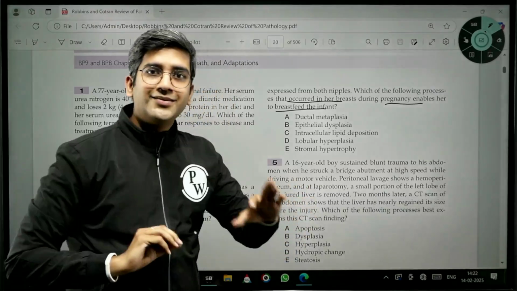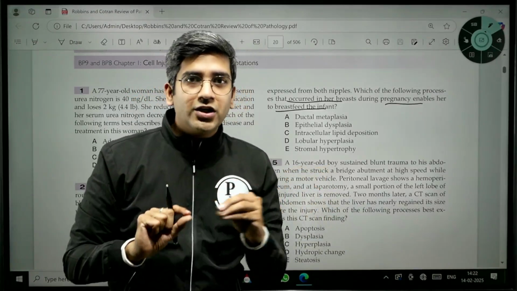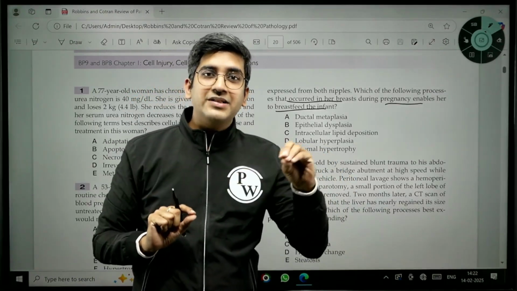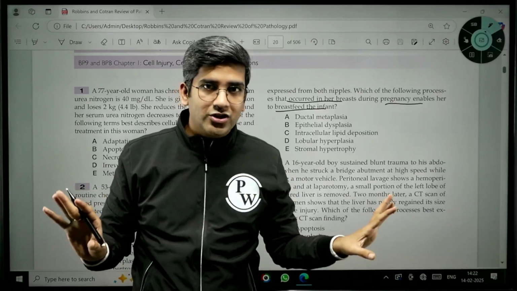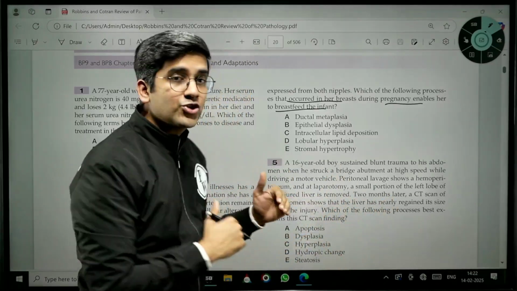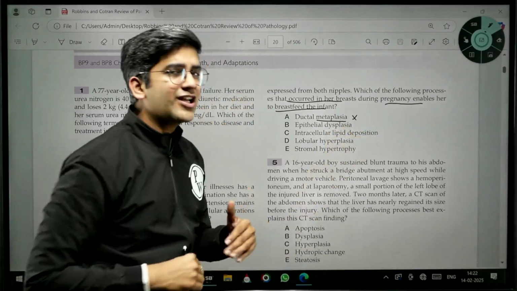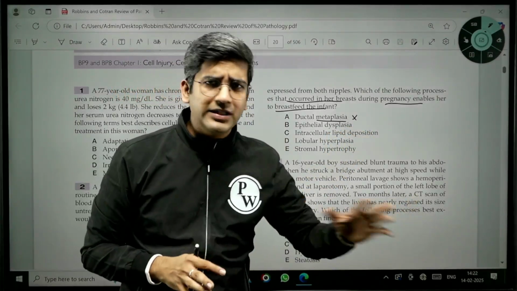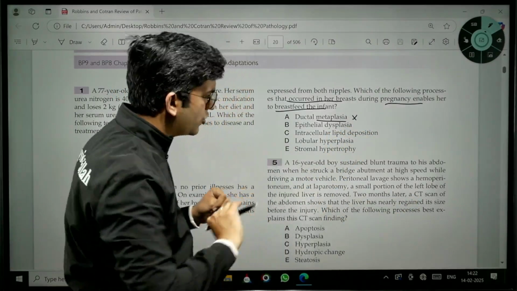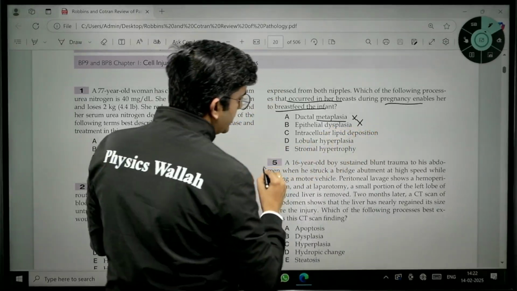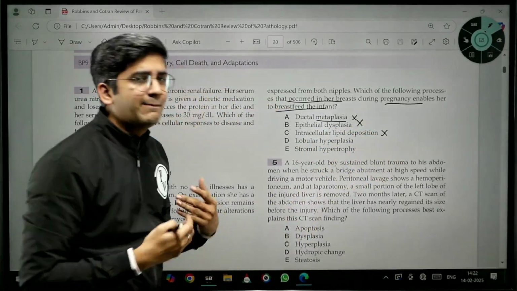infant? The simple question, if I have to put in a single word: what is the cellular adaptation that happens in the breast of a lactating mother? That's all. As simple as that, right? Which is going to produce obviously milk secretion. Ductal metaplasia? No, it's not an abnormal thing. It's not a change in epithelium, nothing. It has some modification. It's not a ductal metaplasia, definitely not dysplasia. Definitely no. There's no neoplastic component here.